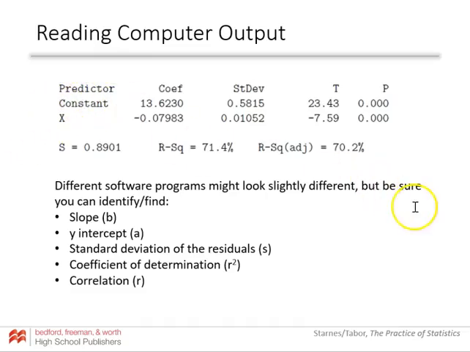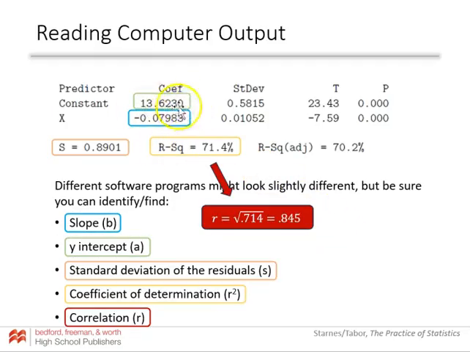Constant is your y-intercept. This one says X. Sometimes this might have the actual variable, so like for our truck, instead of X, it might say miles driven. And that's where you're going to get your slope. So constant is y-intercept, X or name of variable is slope. Okay, S is S. That one's really straightforward.